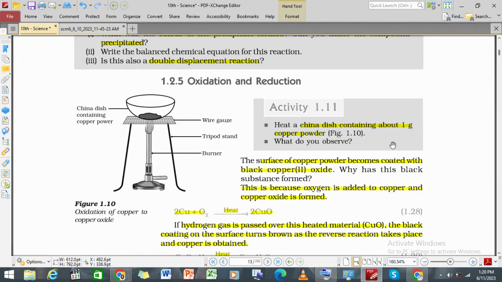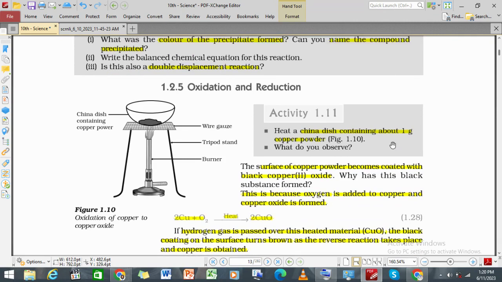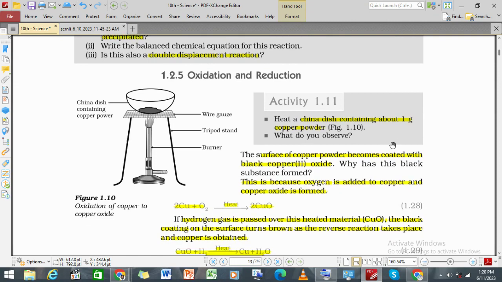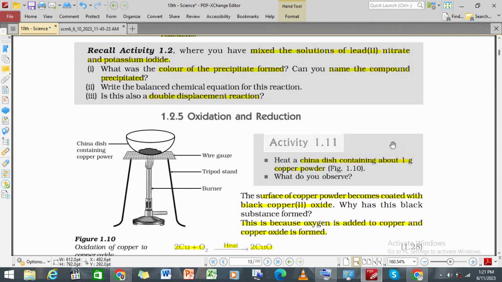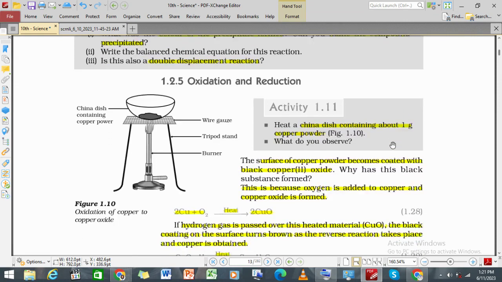And the answer has been given that the surface of copper powder becomes coated with black copper oxide. That means the copper will be coated with black colored copper oxide, and this is because oxygen is added to copper to form copper oxide. All right, so this is all about the oxidation reaction.